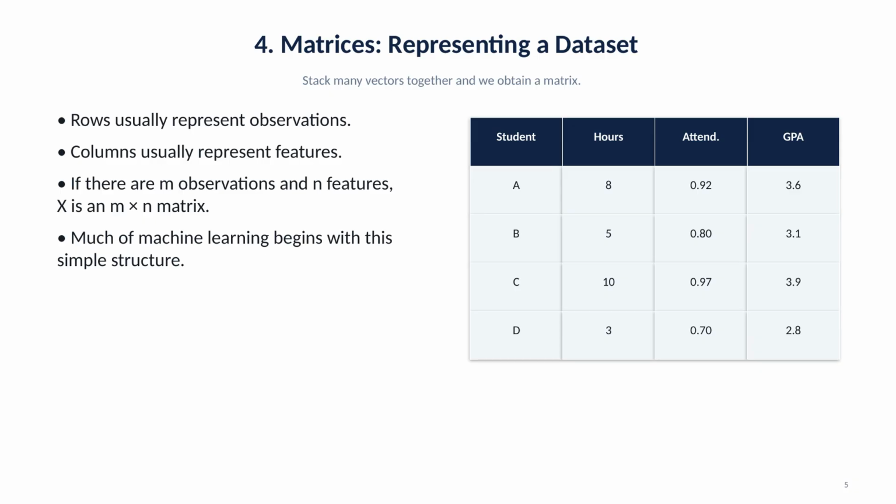Stacking individual feature vectors produces a matrix. Each row is one observation, and each column is a feature. For m observations and n features, the data matrix X has m rows and n columns. For example, each student row records hours studied, attendance, and GPA. Much of machine learning starts from this simple rectangular structure.